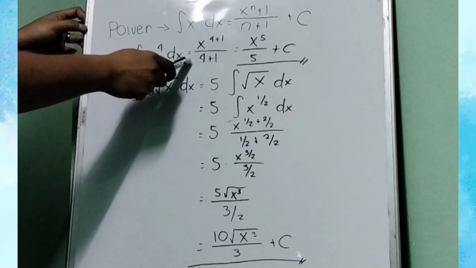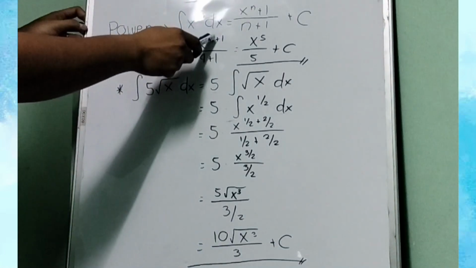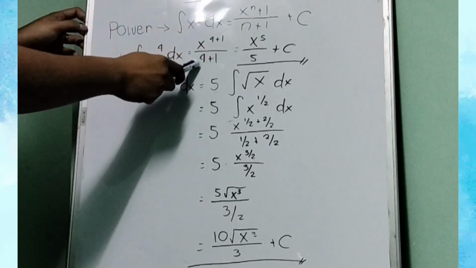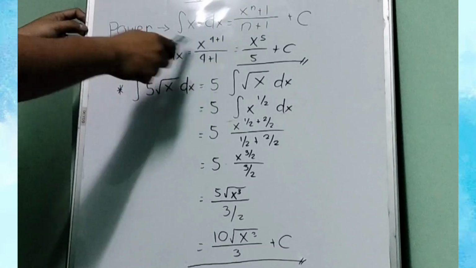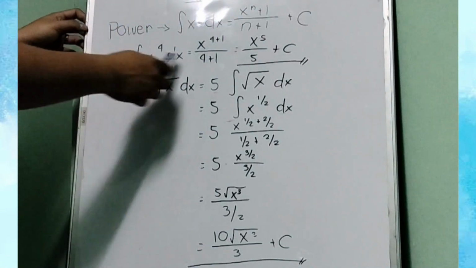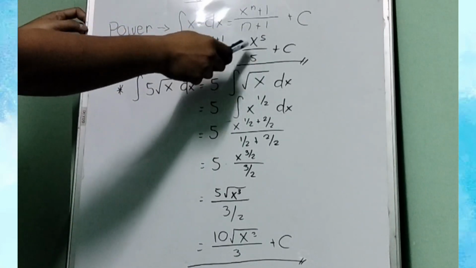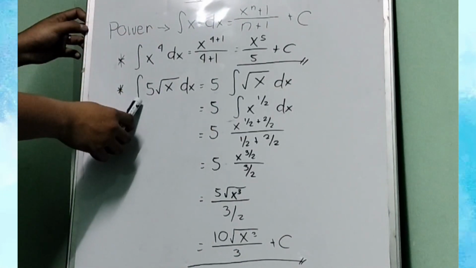As we follow the formula, let's just copy x on the numerator, then add 1 to the exponent, which gives us x raised to 4 plus 1 all over the exponent plus 1 as well. So we'll have 4 plus 1 in the denominator. This becomes x raised to 5 over 5 plus c for our final answer. The same goes with our second example.